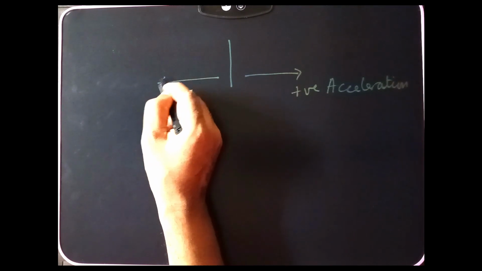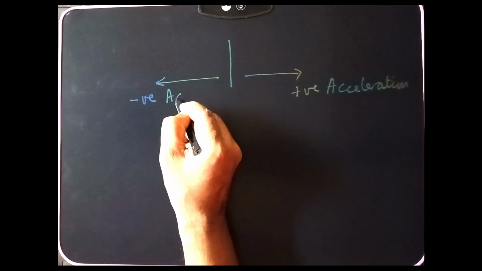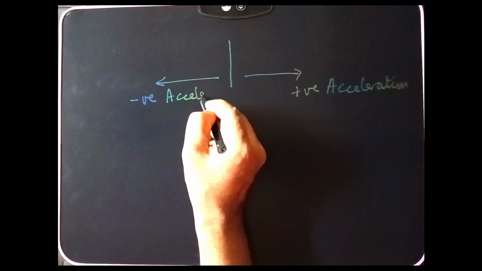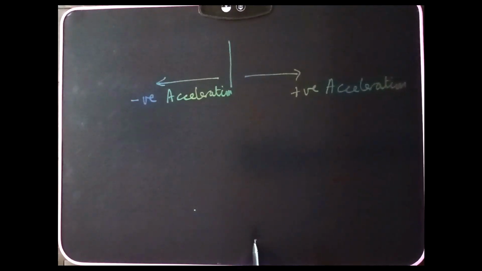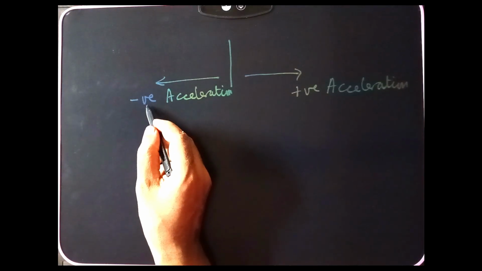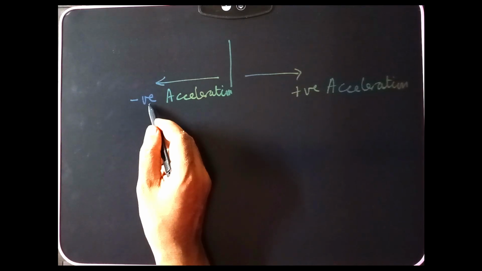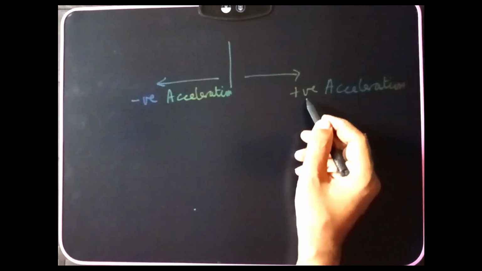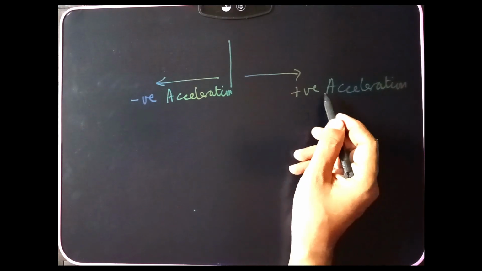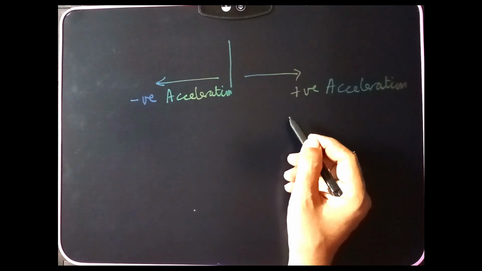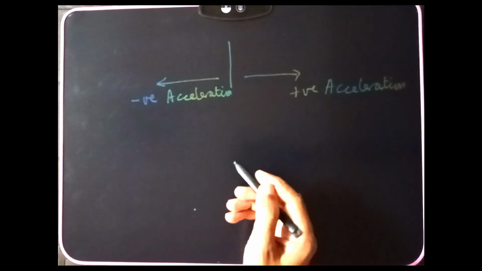If it is on the left side, if it is in the negative direction, then it's called a negative acceleration. Now, does negative acceleration mean slowing down? No. Negative acceleration doesn't mean slowing down, neither does positive acceleration mean speeding up. This only indicates the direction of the object.